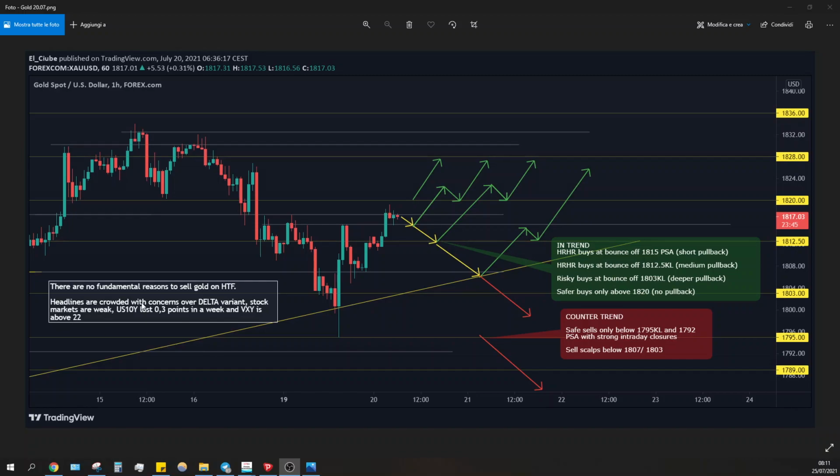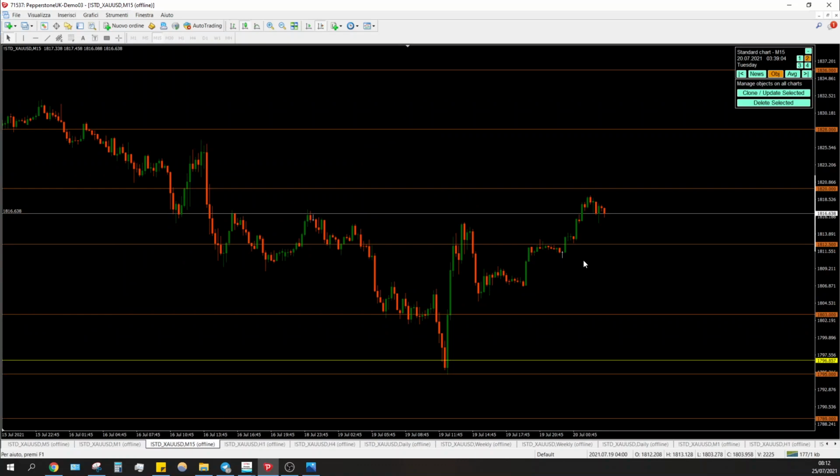As you can see, headlines were growing concerns over Delta, stock markets are weak, the US dollar lost points, the volatility index is high. So we are looking for high risk, high reward buys. We want to see bounces at previous resistance that might have turned support, as you can see with this hourly candle, which is like the 1816-ish level. Of course, safer buys above 1820, or during London we can see, as usually happens, deeper pullbacks to 1812 or to 1806 to then continue up. Let's see the price, how it actually moved.